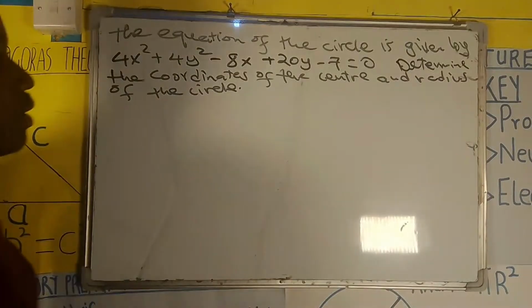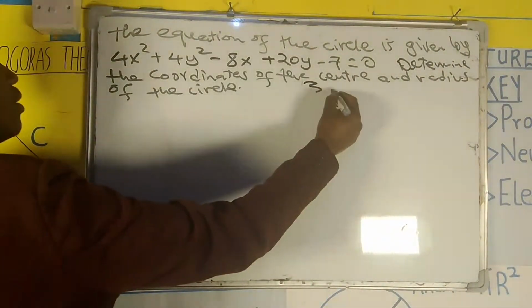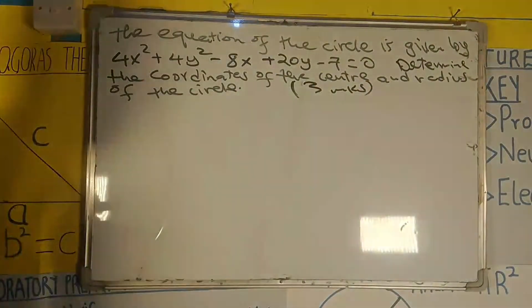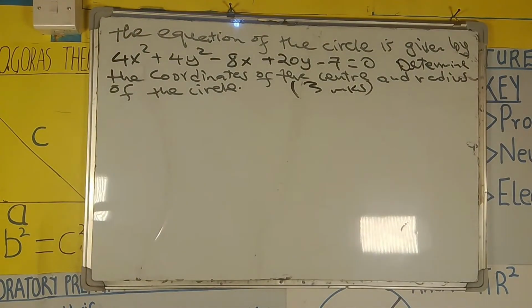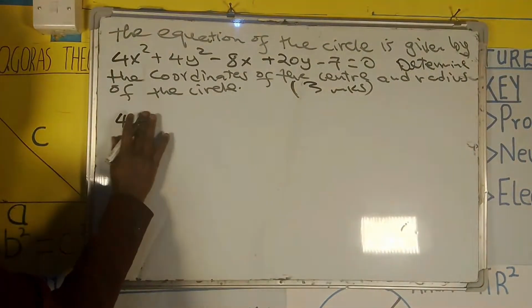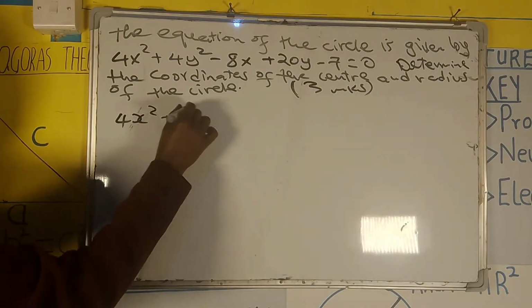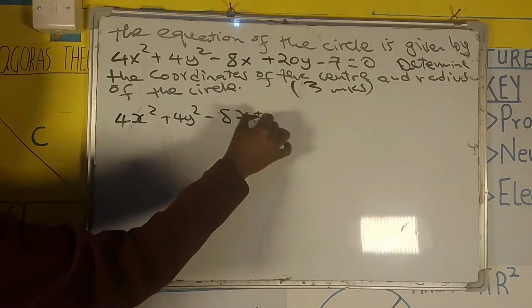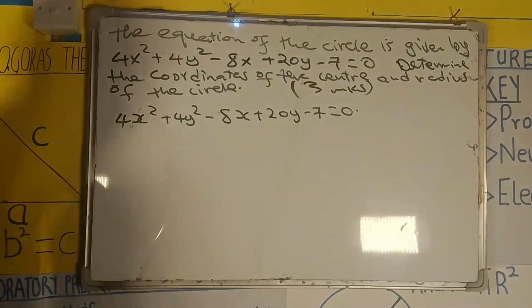Anyway, tafuta tu zote juu nishaandika. So in that question ni kama tu hizo zingine hazina tofauti. 4x squared plus 4y squared minus 8x plus 20y minus 7 is equal to 0.